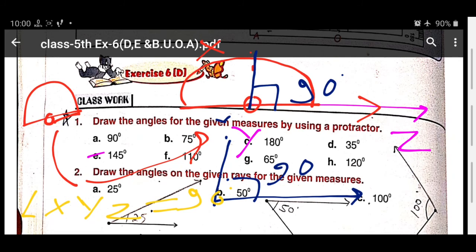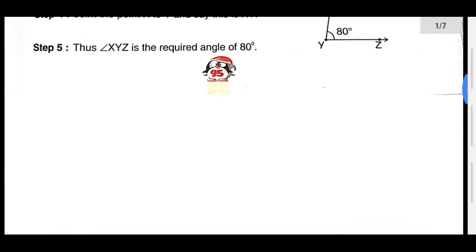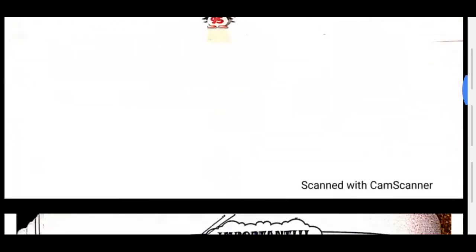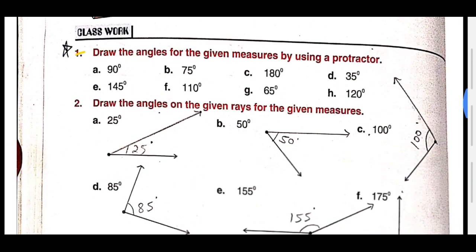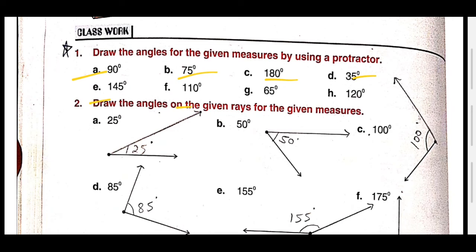So all of you understand this one? As we studied here step by step, like that you have to follow. But in this question they have 80 and in this question they have 90, so only the value is changed, all things are the same. So next one is 75. 75 is between 80 and 70, the middle value is known as 75. If you are taking the base side as the right one, you take the inner scale. If you use the left side, then you have to use the outer scale. Simply you have to draw 90, 75, 180, 35, 145, 110, 65, 120 with the help of a protractor by yourself. Okay, if anyone has any doubt in any question or is not able to draw with the help of a protractor, they can ask me.